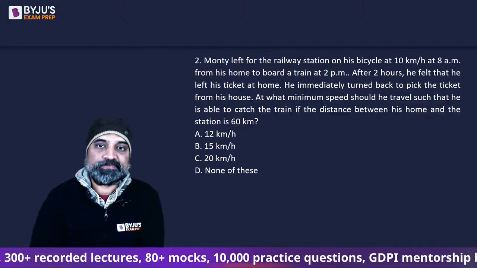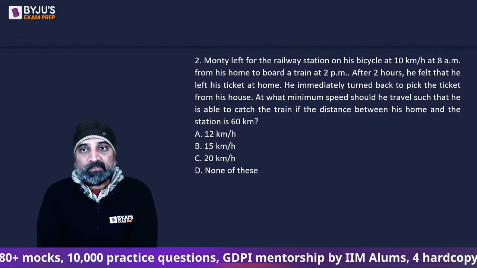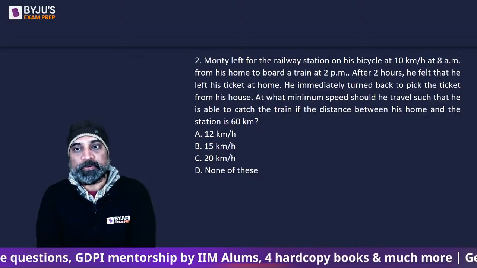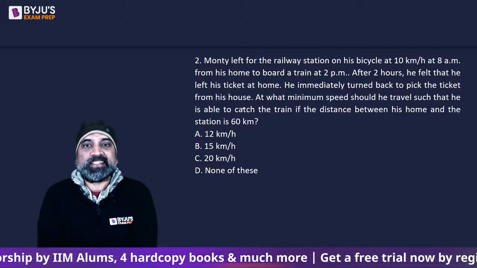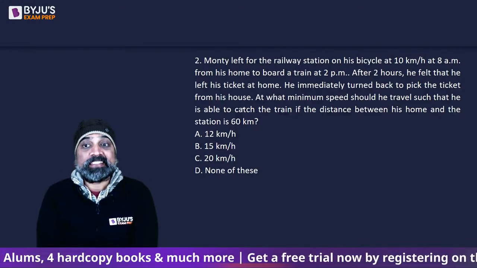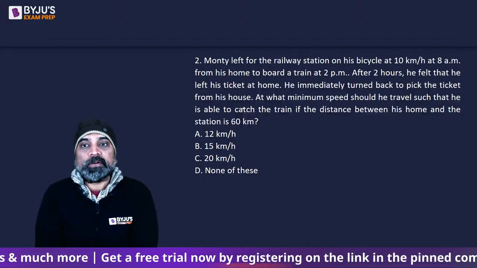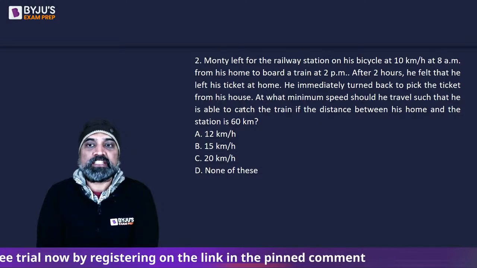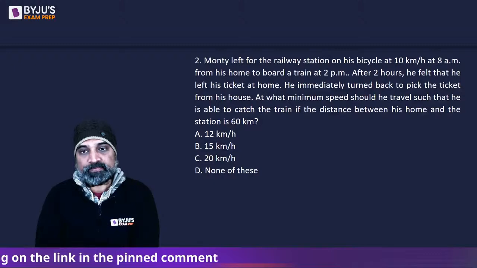Okay, the next one. Monty left for the railway station on his bicycle at 10 km/h at 8 a.m. from his home to board a train at 2 p.m. After 2 hours, he felt that he left his ticket at home. He immediately turned back to pick the ticket from his house. At what minimum speed should he travel such that he is able to catch the train if the distance between his home and the station is 60 kilometers?